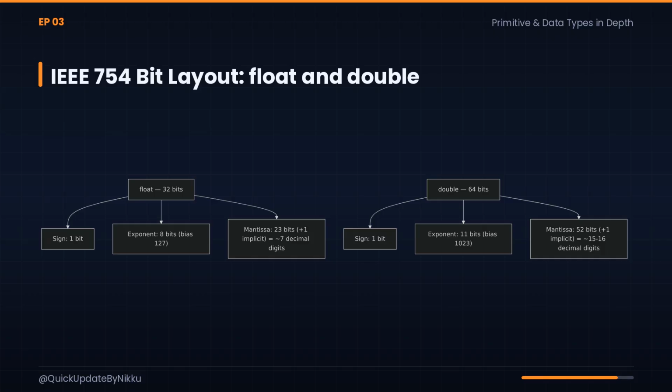The critical insight is that all values are stored in binary, base 2, which means decimal fractions like 0.1 and 0.2 cannot be represented exactly. They become infinite repeating fractions in binary, just as 1/3 repeats infinitely in decimal.